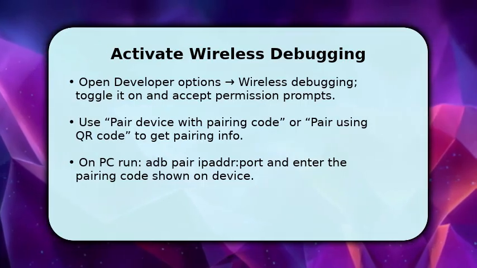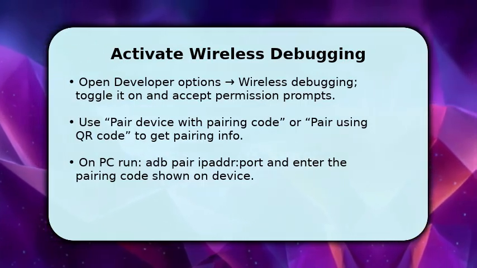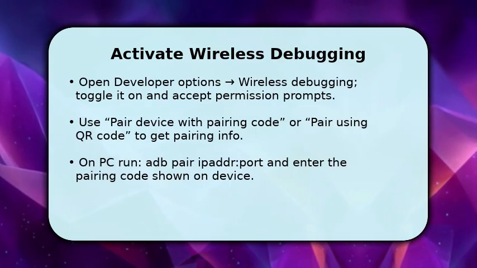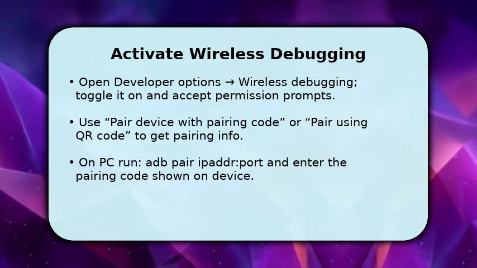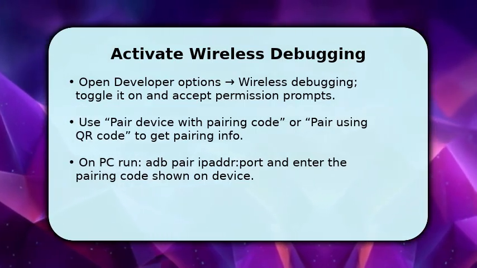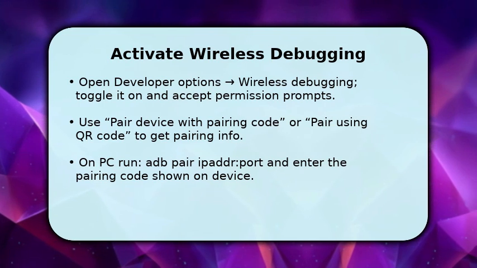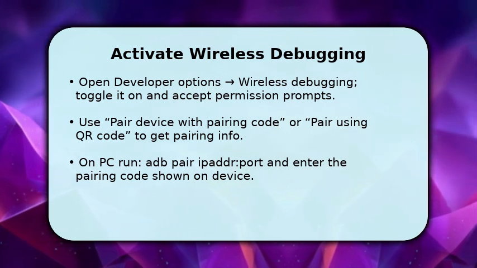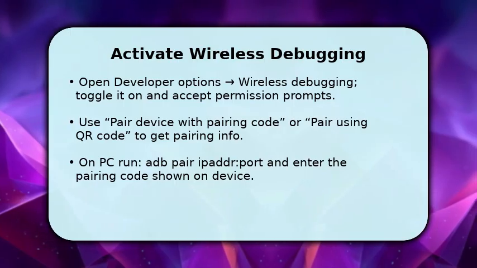On your PC, run the ADB pair command with the device IP and port that the phone shows, then enter the displayed pairing code when prompted. This establishes a secure, temporary trust so ADB can create a remote debugging session without a USB cable.